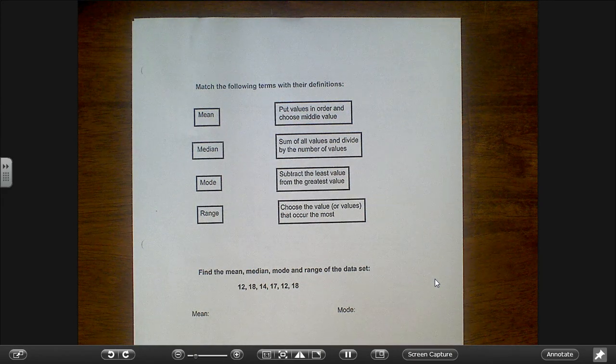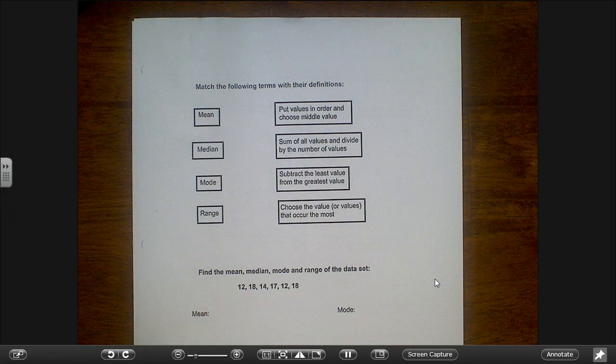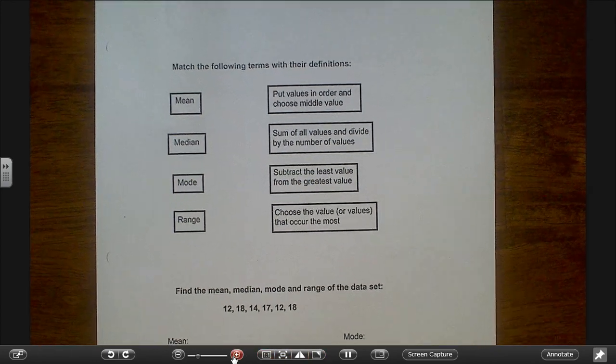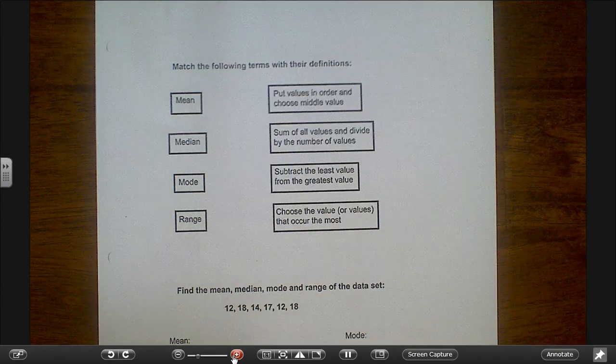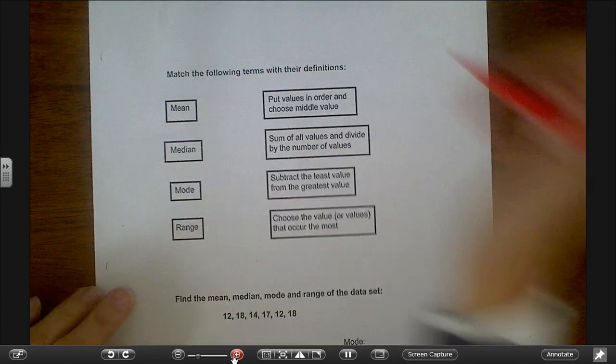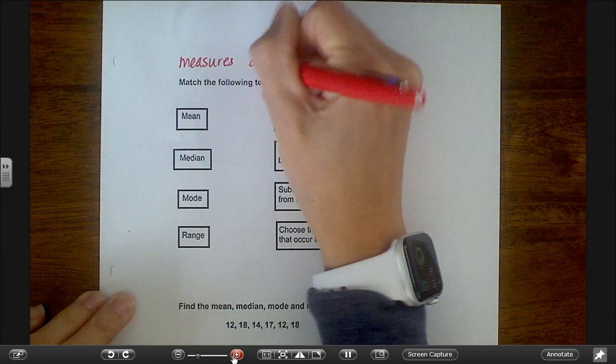Looking today at mean, median, mode, range. These are words I'm pretty sure you've heard before, so hopefully this will be just kind of a review. Not sure in which class you would have learned it, but at some point in your life, I'm sure you've at least heard of mean, if nothing else. So these are what are called measures of central tendency.